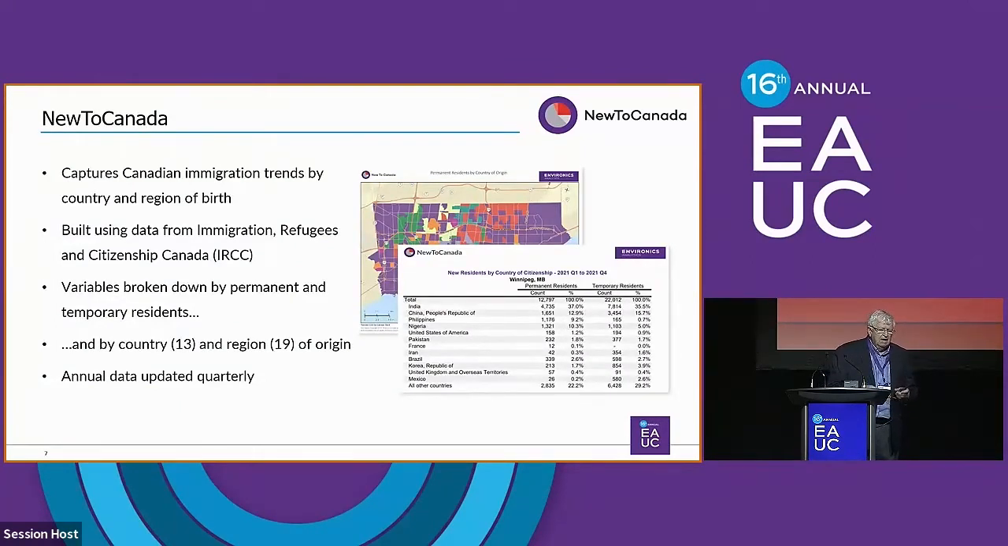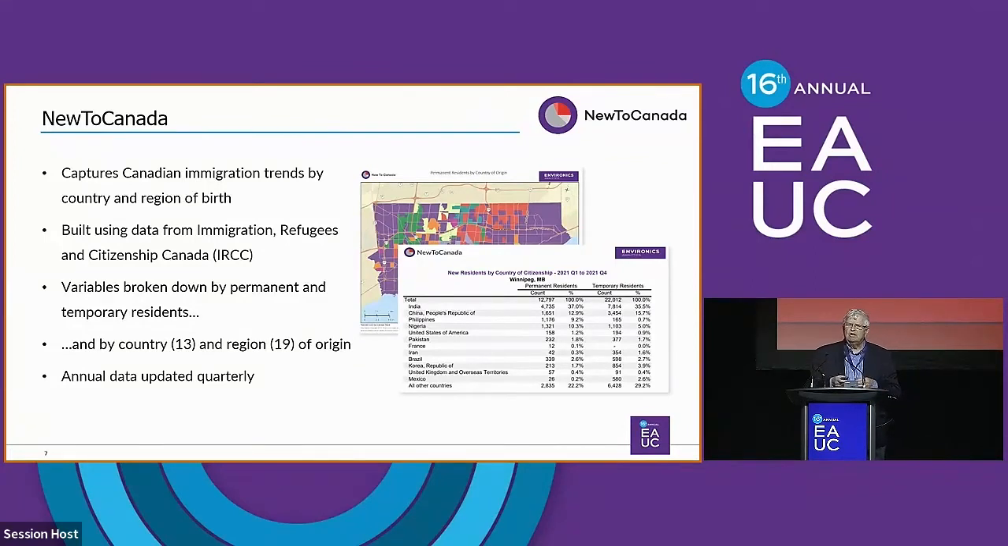There we go. Because of the importance of immigration in overall population growth, we've recently developed a new product, and Jan referenced this in her opening comments, the New to Canada product, which really tracks both permanent and temporary residents on a quarterly basis, and reports the countries of origin. We've taken the top 13 countries and for others broken them up into regions of the world. It's actually annual data that gets updated quarterly and sort of is a moving 12-month picture, and it's fairly timely.